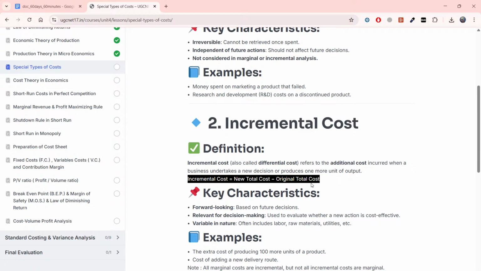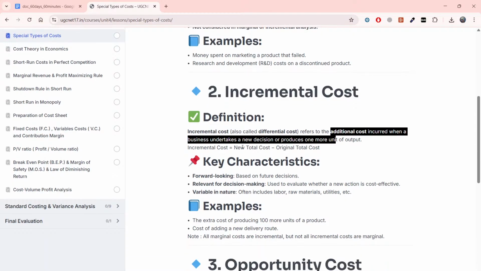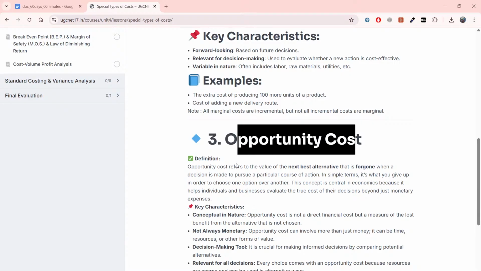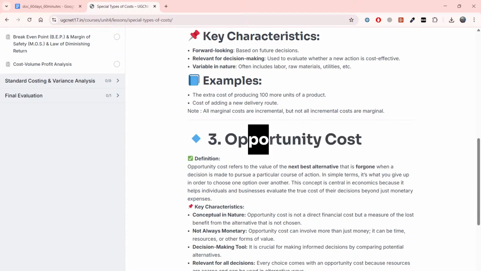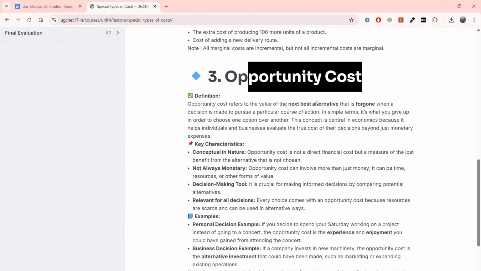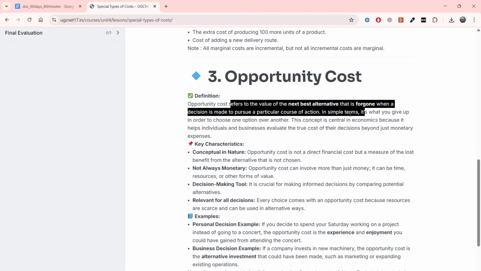We have studied this. Incremental cost refers to additional cost incurred when a business undertakes a new decision or produces one more unit: new total cost minus original total cost. Opportunity cost is again the implicit cost, which we studied. It refers to the value of the next best alternative that is foregone when a decision is made to pursue a particular course of action.